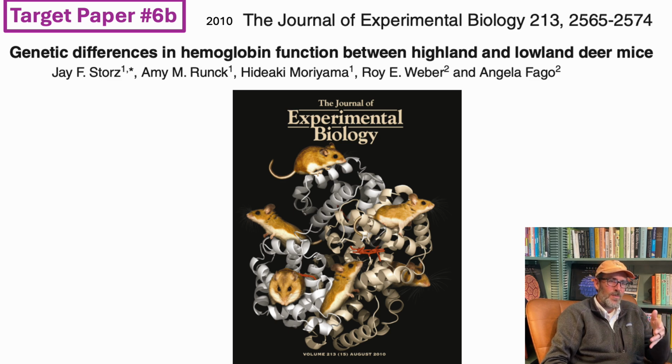Here we've got mice with the hemoglobin molecule. You can even see the heme group sticking in there, the chemical, which is actually kind of the active site of hemoglobin. That's a beautiful cover. Kudos to whoever made that. But this is going all the way back to 2010, quite a while ago compared to today, but it's still published by Jay Storz and another series of investigators.